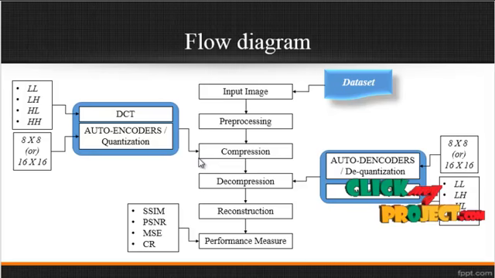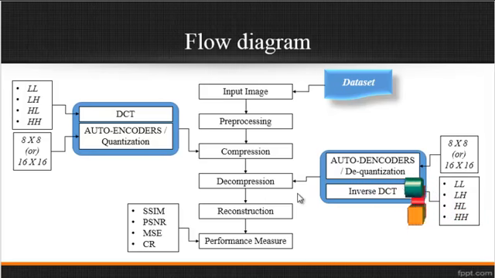After the compression, the decompression will be carried out. In this decompression, the first step is the auto decoders and then the dequantization. In the auto decoders and the dequantization, the reverse process of the encoder and the quantization will be carried out. After the dequantization, the inverse DCT will be carried out. Hence the decompressed image will be reconstructed by this module.